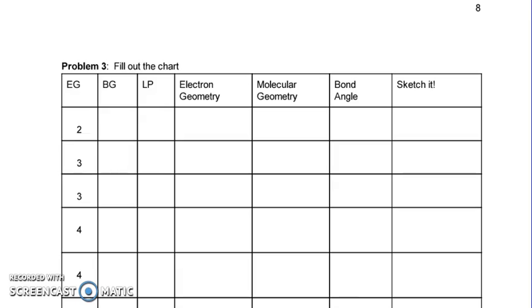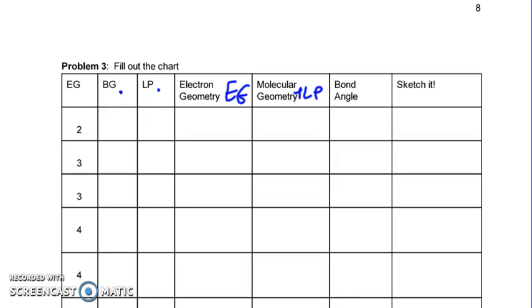So let's begin. EG stands for electron groups. BG, you might want to write this down, is bonding groups. LP, you probably recognize as lone pair. Electron geometry is based only on the electron groups. Isn't that clever how it's both EG? So electron geometry is the geometry of just the electron groups, your 5 basic shapes. Your molecular geometry is based on the electron groups and the lone pairs. Then your bond angle, and then sketch it. To me, sketching it is probably the most important because from there you can decide what it looks like.